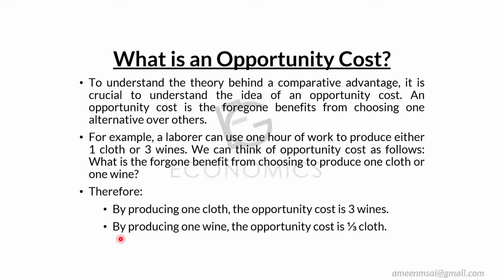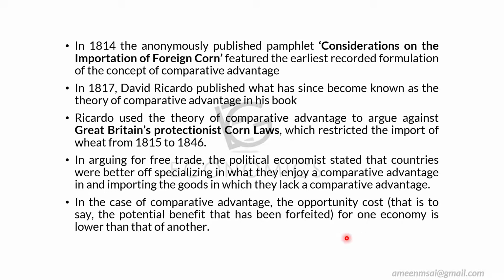On the other hand, if he chooses to produce one wine, the opportunity cost is 1/3 cloth. If he decides to produce one wine, the foregone benefit is the time to produce one third of a cloth. So that's what we call opportunity cost. Hope the point of opportunity cost is clear to you.